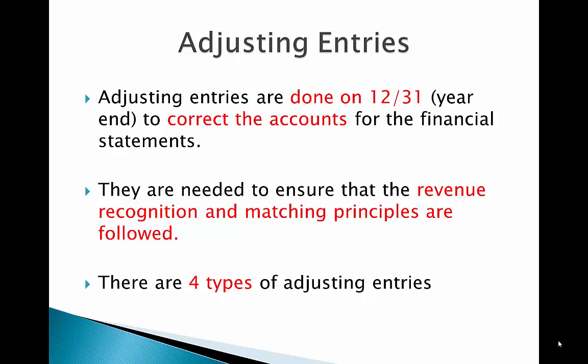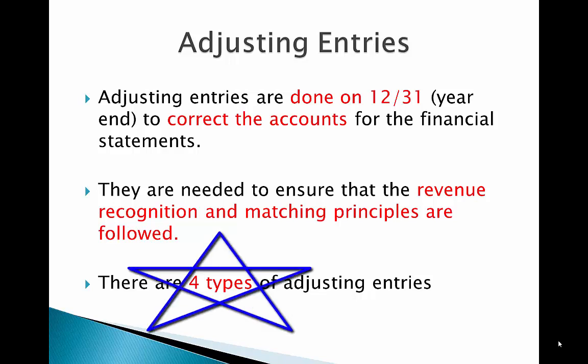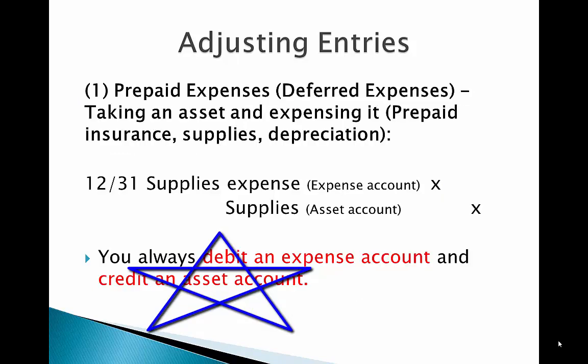Adjusting entries are done on 12/31, a year in, to correct the accounts for the financial statements. They are needed to ensure that revenue recognition and matching principles are followed. There are 4 types of adjusting entries.